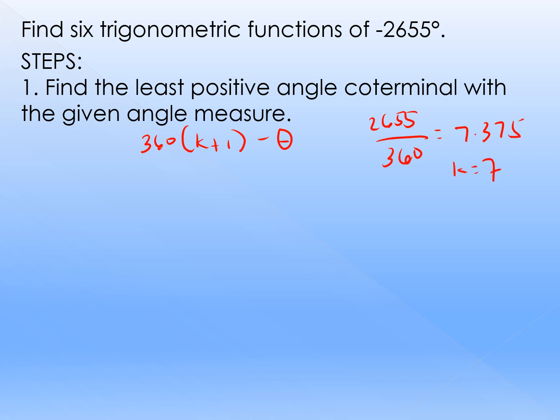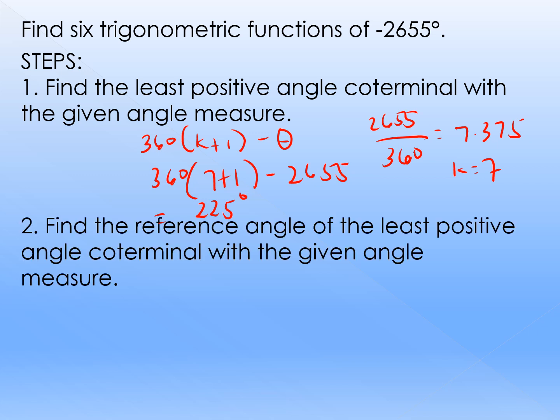Let us now substitute the value of k, which is 7, and the given theta, which is negative 2655 degrees. So let's bring down 360. Then, in parentheses, instead of writing k, we're going to write 7 plus 1, minus 2655 degrees. Now, the next step is to simplify 360 times 8 minus 2655, which is equal to 225 degrees. Therefore, the least positive angle coterminal with negative 2655 degrees is 225 degrees.